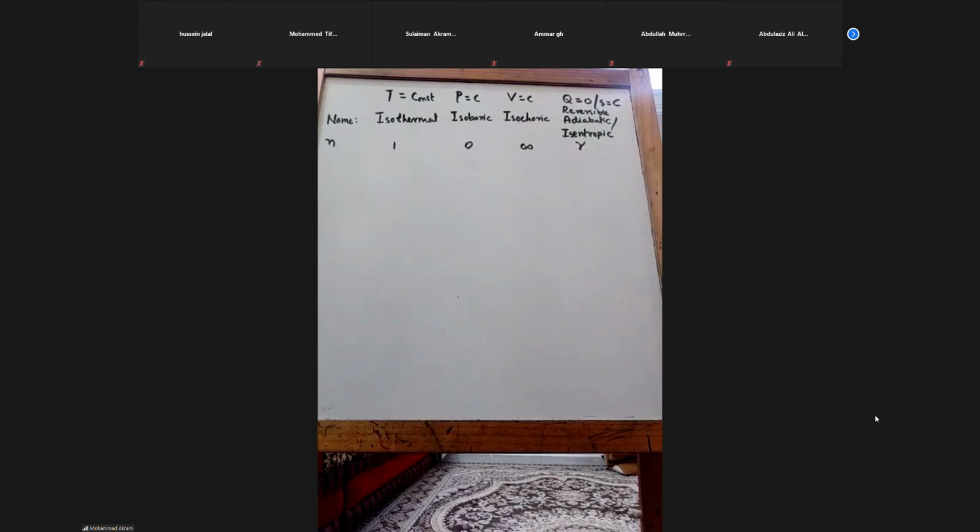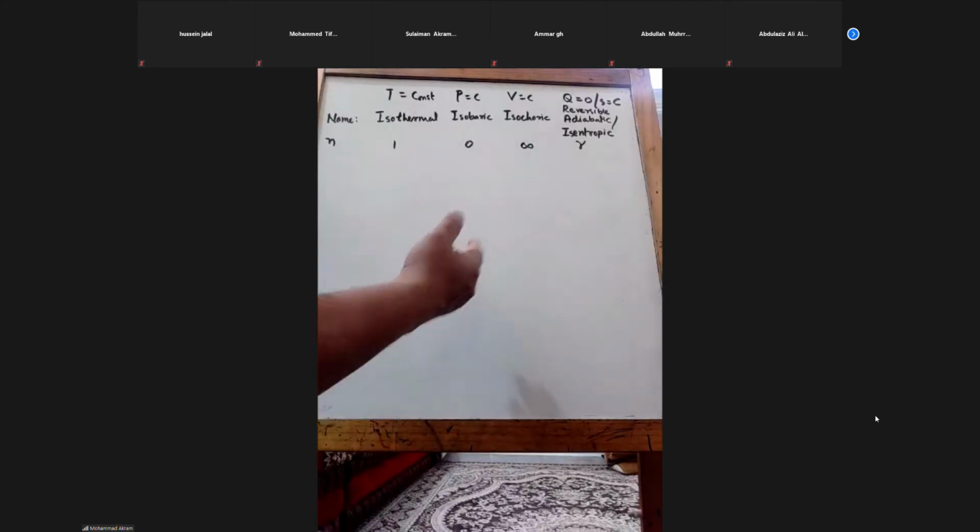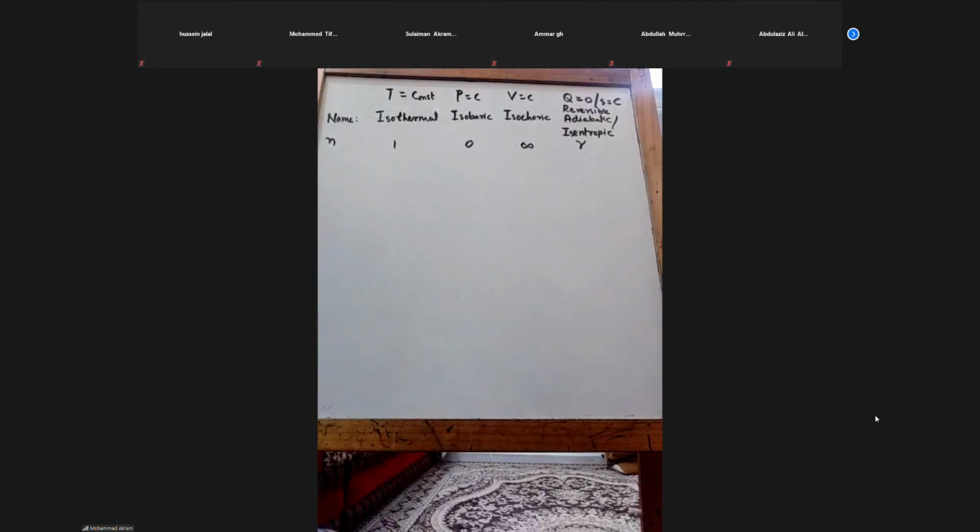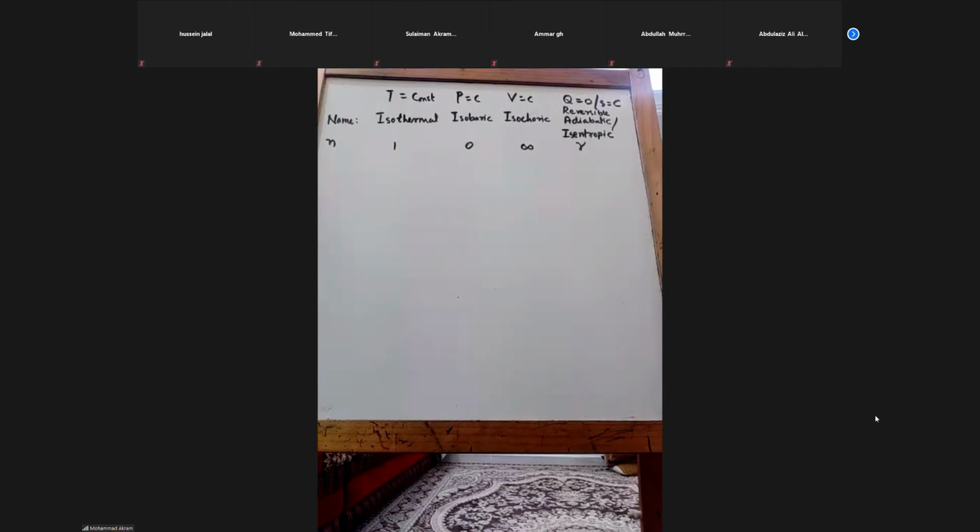Doctor, when Q equals 0, what do we call it? Adiabatic. And if it is reversible as well, that means there is no friction, it can come back to the original position, then it becomes isentropic. That is, constant entropy. And entropy means disorder, right? Any disorder in a system is entropy. Yes.